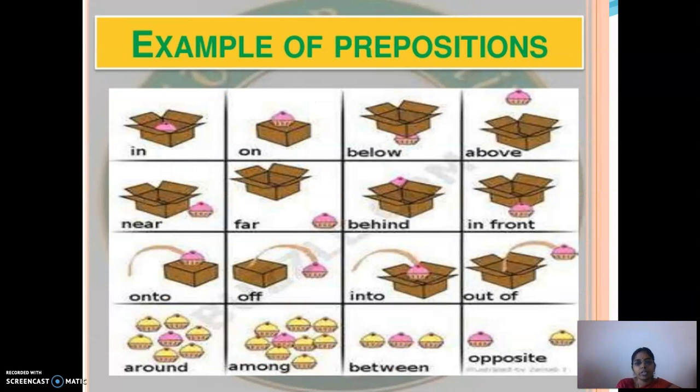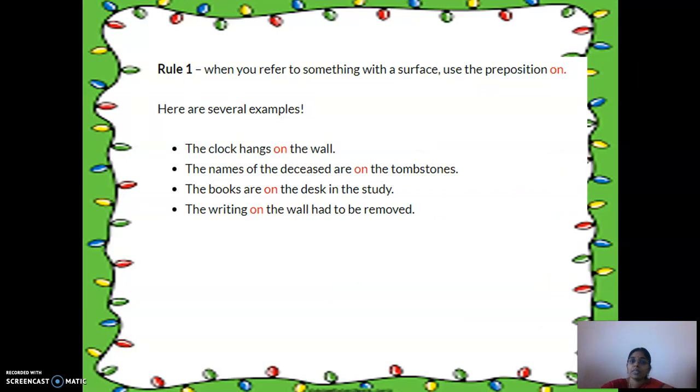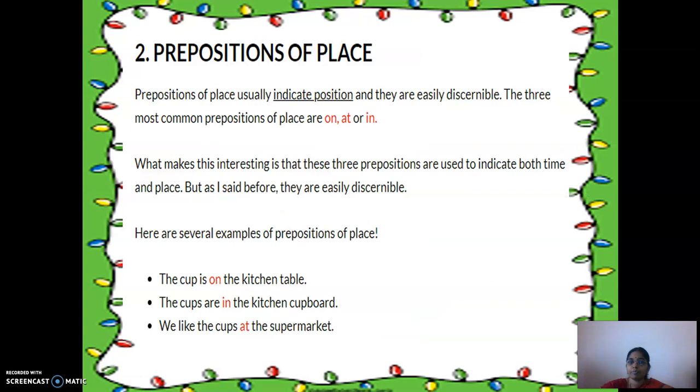Right? So here also the same example of prepositions: in, on, below, above, near, far, behind, in front of, onto, off, into, out of, around, among, between, opposite. All these words come again and again when you search on the net or when teachers are teaching prepositions. But you should be in a position to classify which type of preposition all these are. Right? So what we are learning is preposition of place.